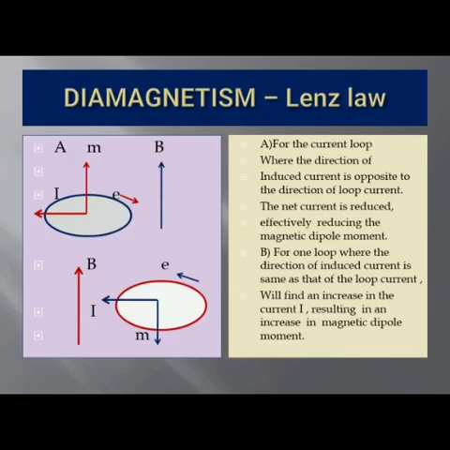Let us move on to the first property, that is diamagnetism. Diamagnetism was given by Lenz. Lenz's law states the movement of the electron in the clockwise or anti-clockwise directions. Here in the figure, in part A, you could see the current loop where the direction of the induced current is opposite to the direction of the loop current. Thus the net current is reduced, effectively reducing the magnetic dipole moment.